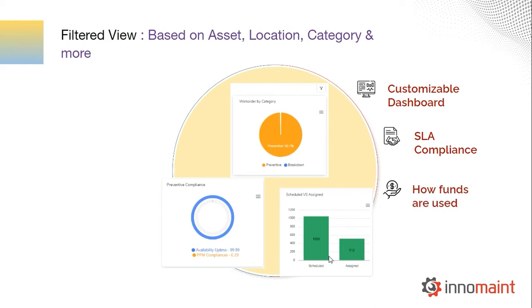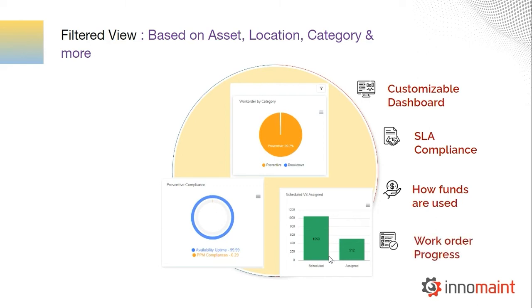And next one is how funds are used. In our dashboard page, we have budget KPI where you can see the number of hours worked, number of breakdown calls attended, number of spare consumption, and the assets added in each and every month. So you can know how the funds are being used. So you can plan accordingly.